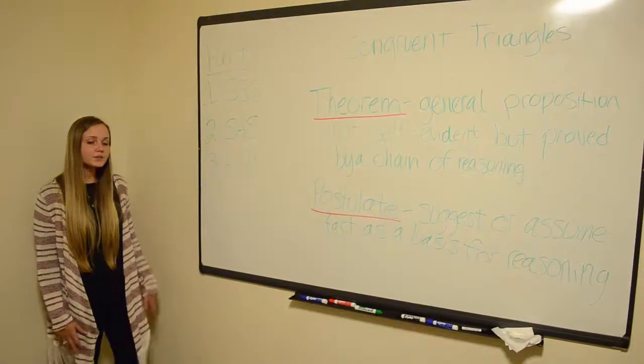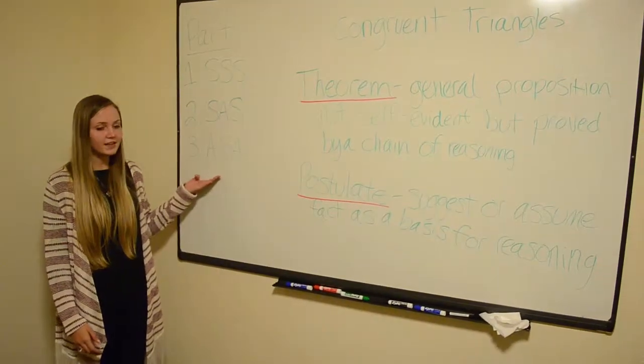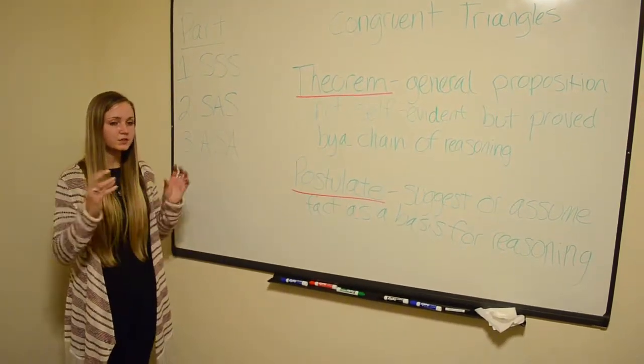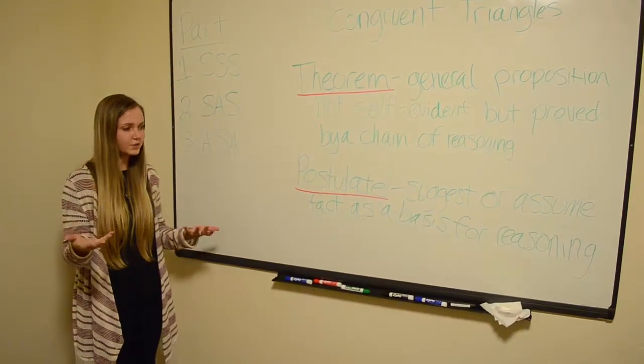Right. Okay, so we just finished part 3 of our lesson on congruent triangles, and we proved that if you have two congruent angles, two congruent sides, and two more congruent angles, you get congruent triangles.